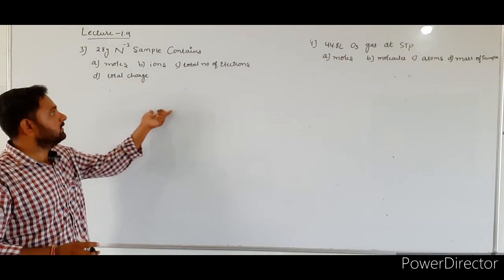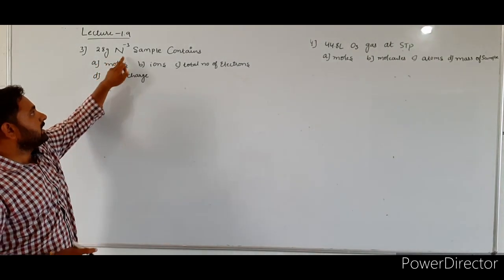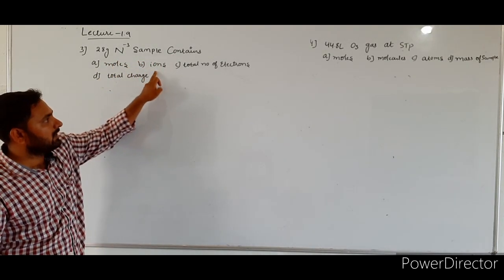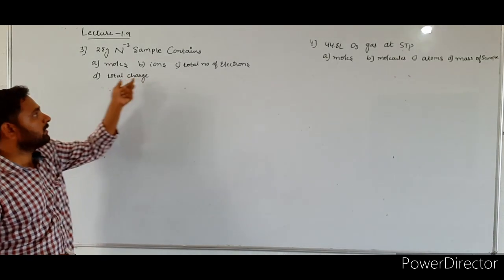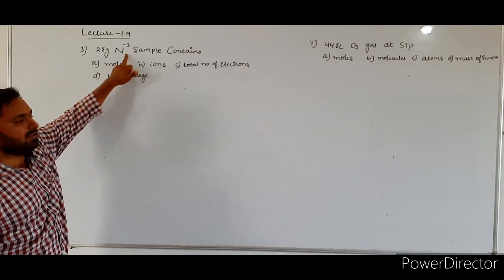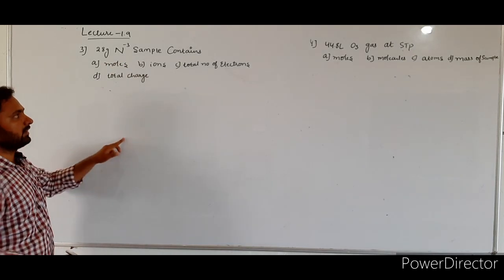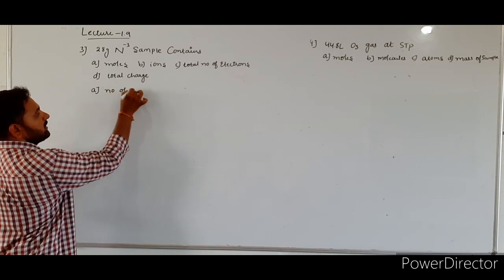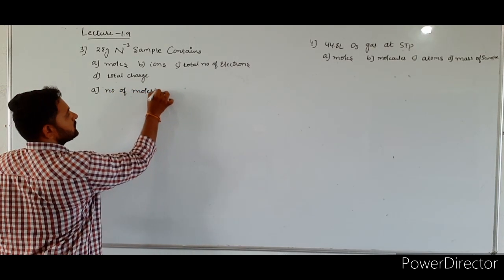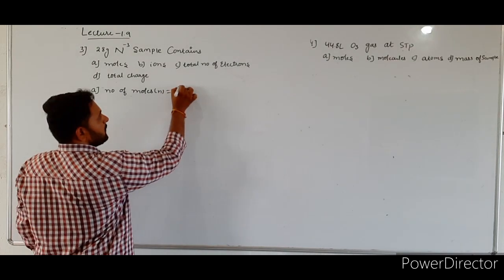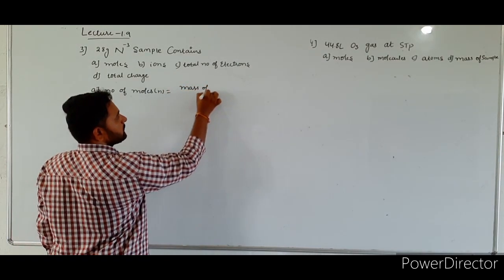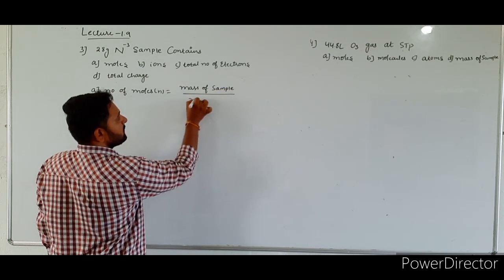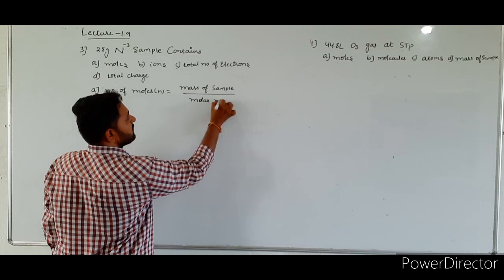The next numerical: a 28 gram nitride ion sample contains how many moles, how many ions, and how many electrons, and what is the total charge on the nitride ion? Now let us calculate one by one. First one, number of moles. Number of moles is equal to mass of sample divided by molar mass.